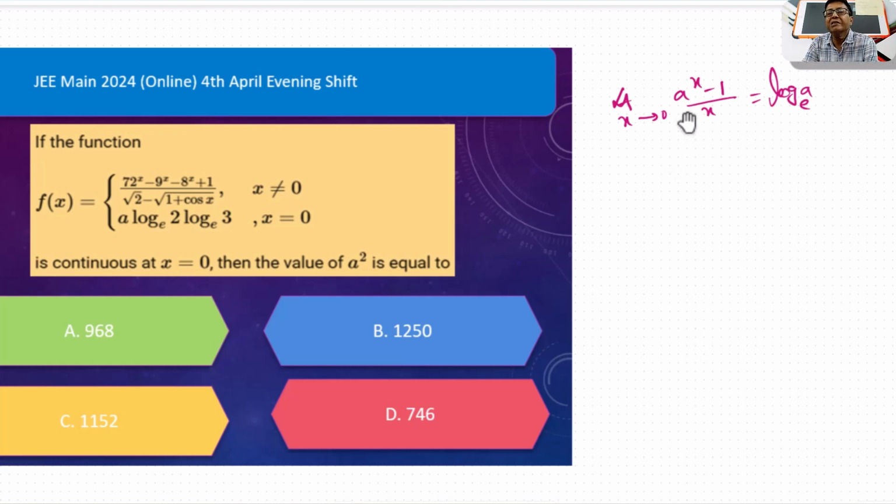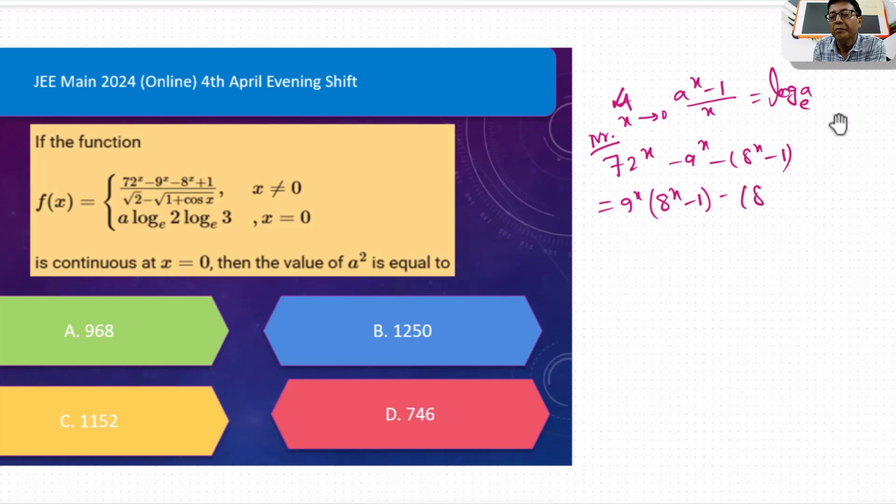So why did I guess that the limit is going to be like this? Because probably we can factorize it. I have written just the numerator. 9 to the power x is common. So this is going to be, isn't it? So it is given that the function is continuous at x equal to 0.